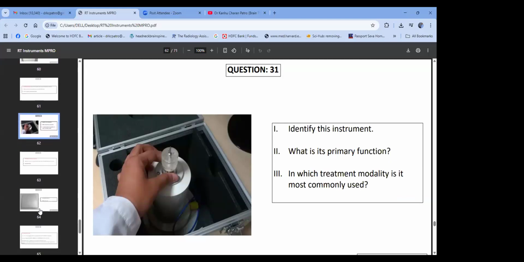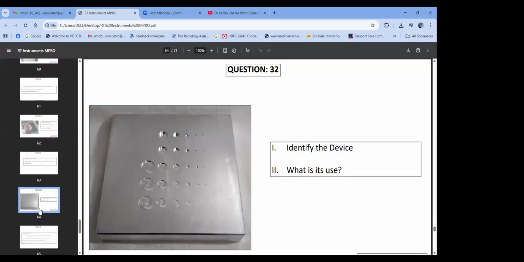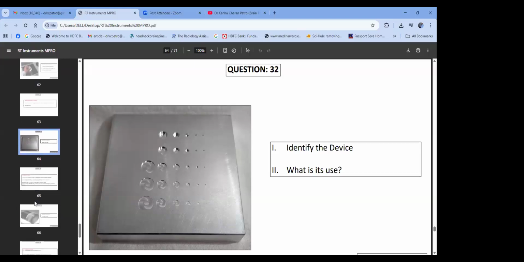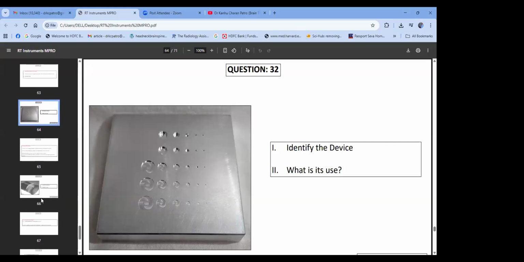Okay. So identify this device and its use. So this is a Las Vegas Phantom. It's used to assess the image quality and performance of CT and PET-CT scanners. So it assesses the image resolution, contrast, and uniformity of the CT simulator.